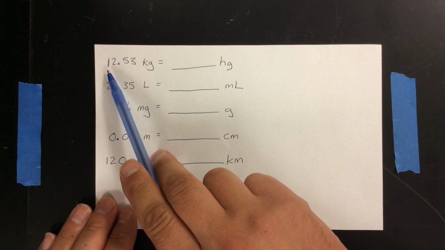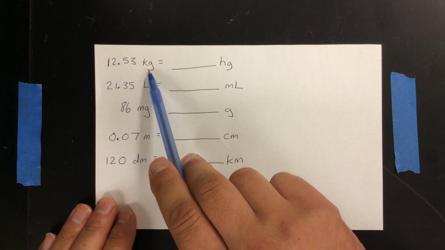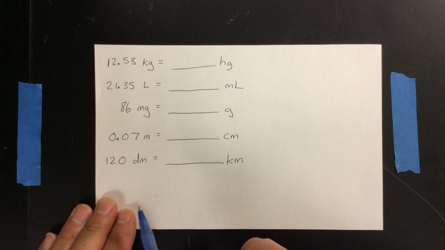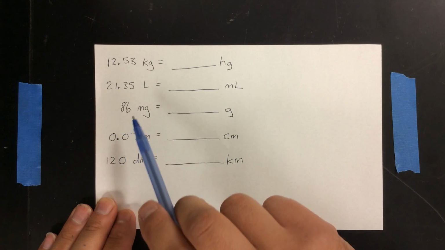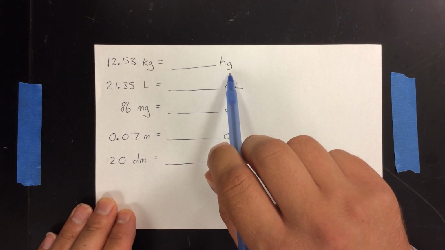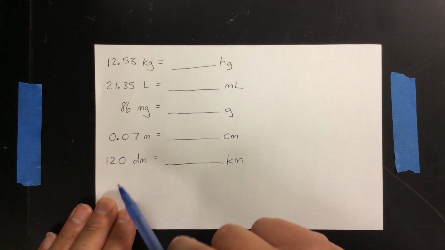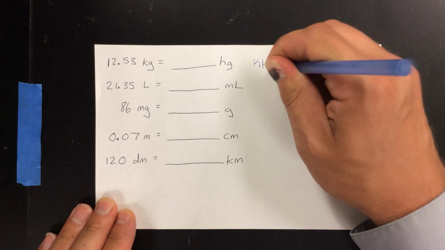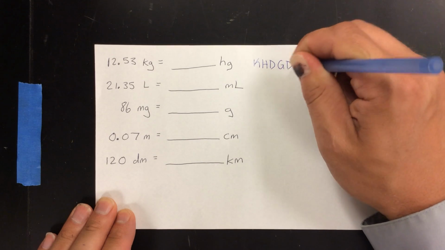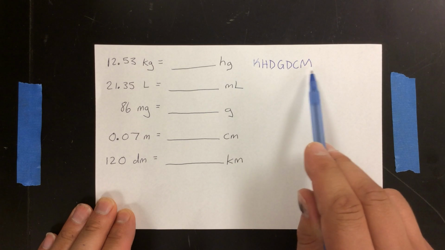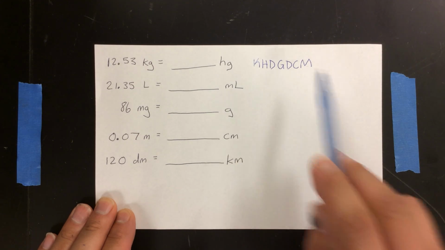The first one says take 12.53 kilograms and convert that into hectograms. Now the first step is figuring out my dog phrase. Since we're dealing with kilograms and hectograms, our dog is going to be going. So we will keep his dog going down center main. So the first step is listing out the first letter of each of that dog phrase.